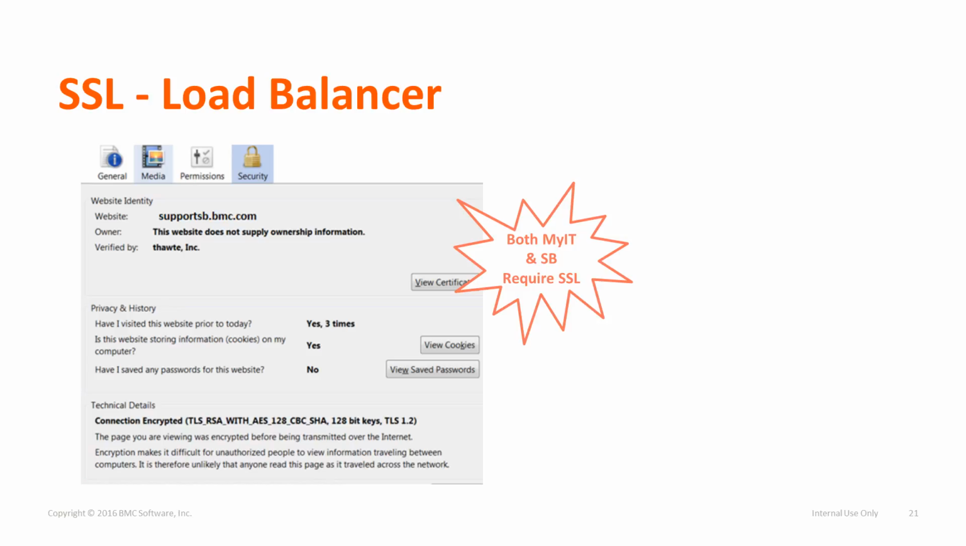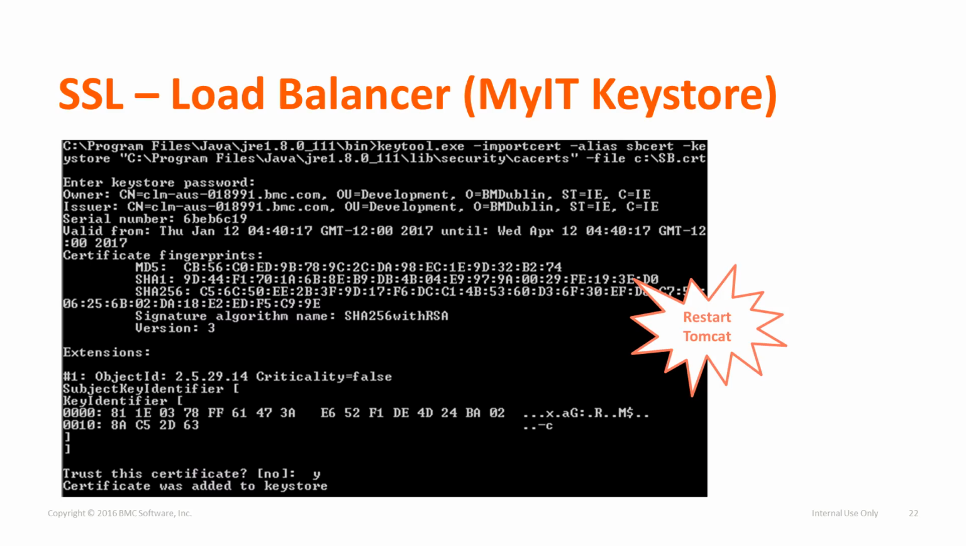Now, once we see that certificate, all we need to do is click on the View Certificate button, and then when you click on View, you save it locally. And once you save it locally, you'll copy that certificate over to your MyIT server and import it. In this example, I'm just giving you an example of a command that I'd use to import it into my own system. And once I do that, I restart Tomcat.